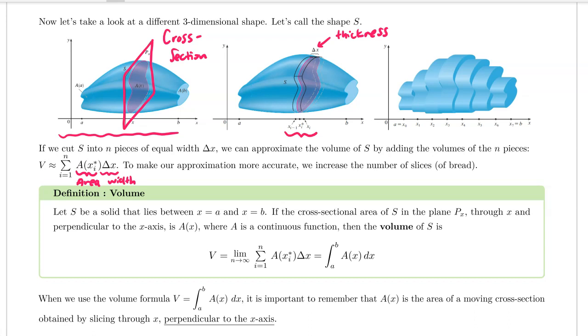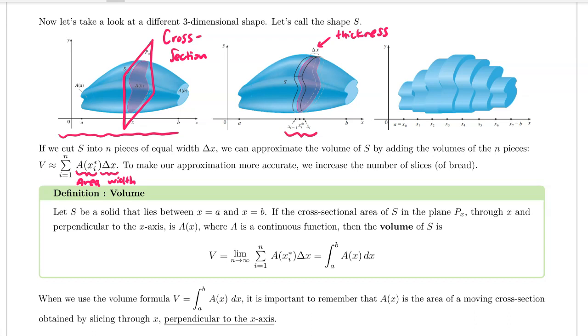So, volume: let S be a solid that lies between x equals a and x equals b. If the cross-sectional area of S in the plane P sub x through x and perpendicular to the x-axis is A of x, where A is a continuous function, then the volume of S is given by V equals the limit as n approaches infinity of the summation from i equals 1 to n of A of x sub i star times delta x, which is basically our definite integral from a to b of A of x dx.